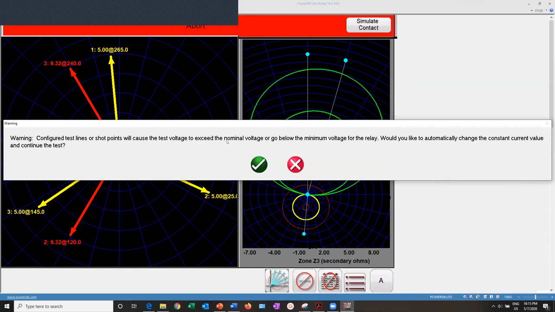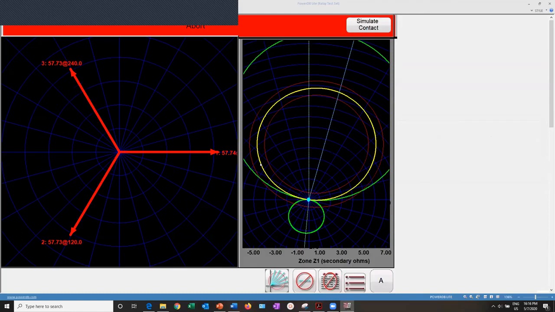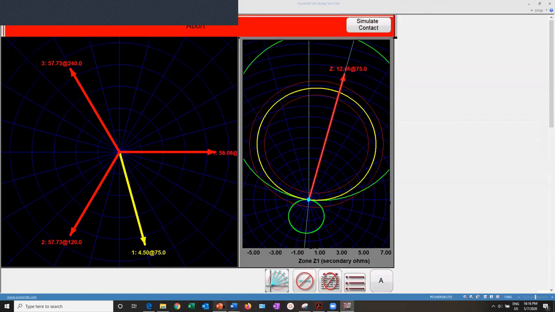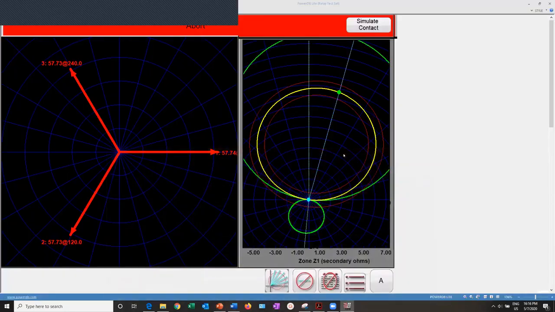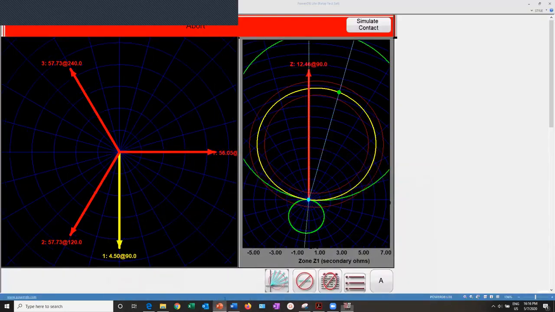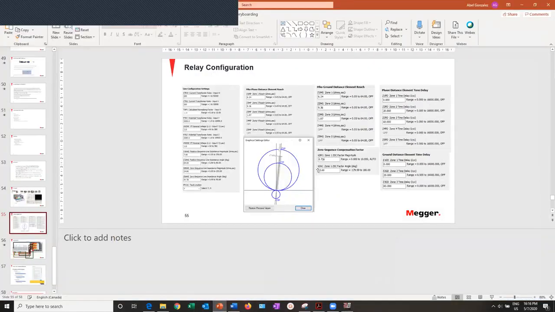Why does that happen? Well, it happens because I'm using constant current, and the impedance that the test set is going to inject is directly proportional to the voltage and inversely proportional to the current. So if the impedance is too big, then I may need a big amount of voltage. And why didn't I see this before? If you remember, I'm testing a ground element that has the same reach as the phase element. Well, the answer is that we have been affected by the zero sequence compensation factor.